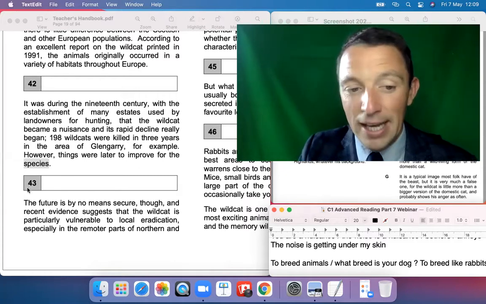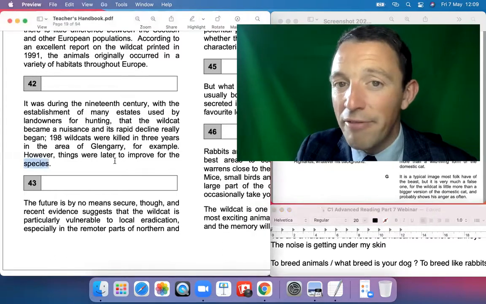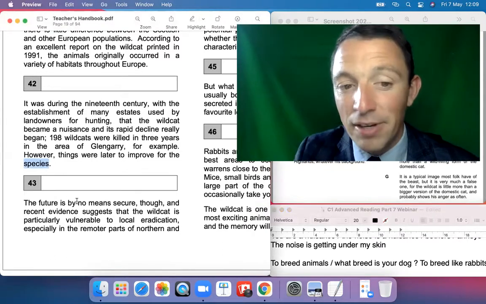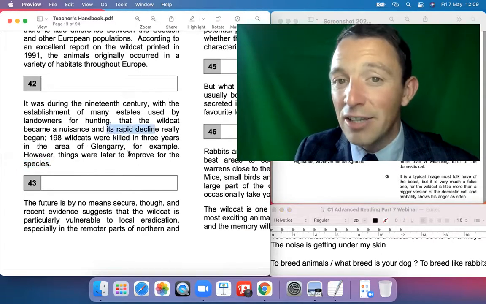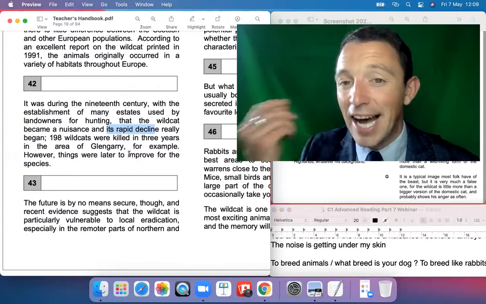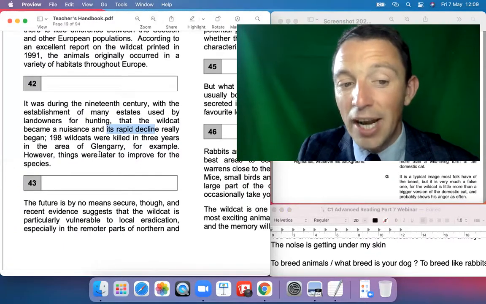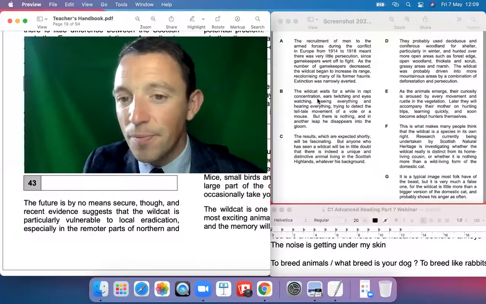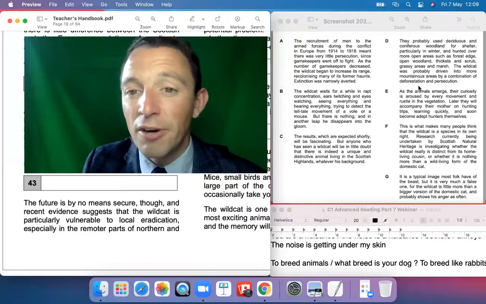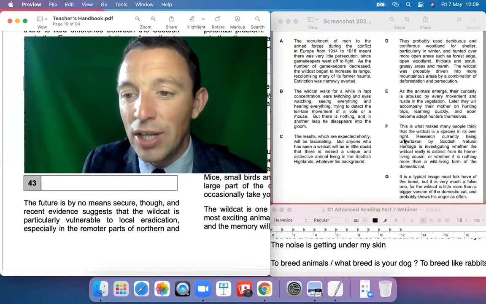So that's a possibility. And again, you need to make the connection here with this paragraph. You need to understand the sentiment, for example, killed, in decline. So really negative, the cat is in decline, the cat was killed. So really negative situation. However, things were later to improve for the species. And if we look at the paragraphs, we can maybe guess a possible connection with the negative situation.